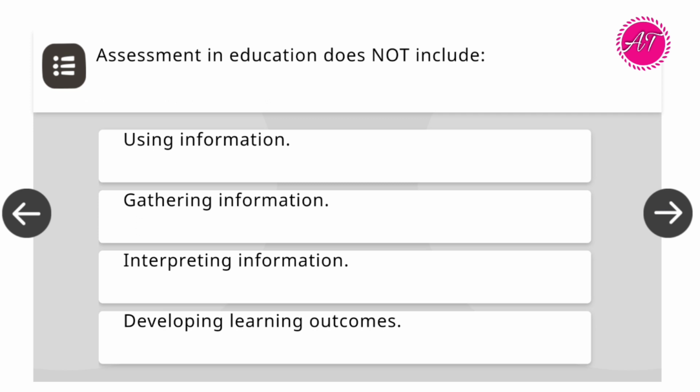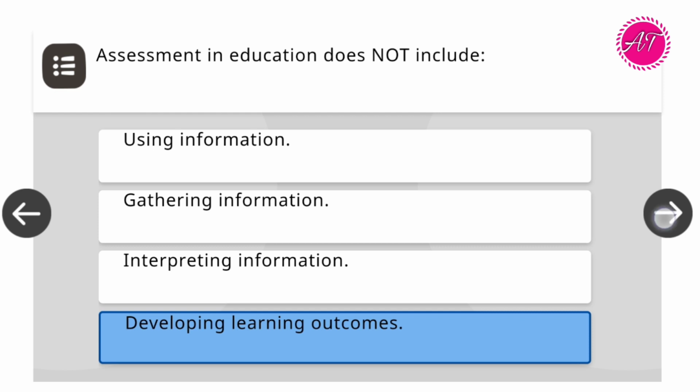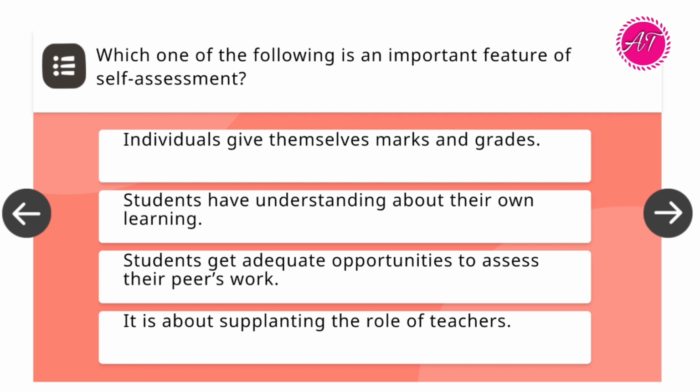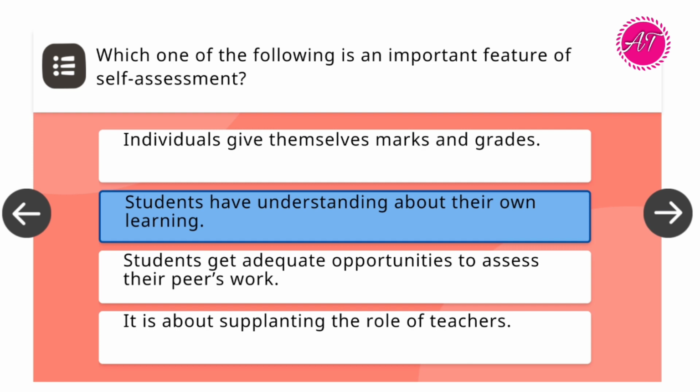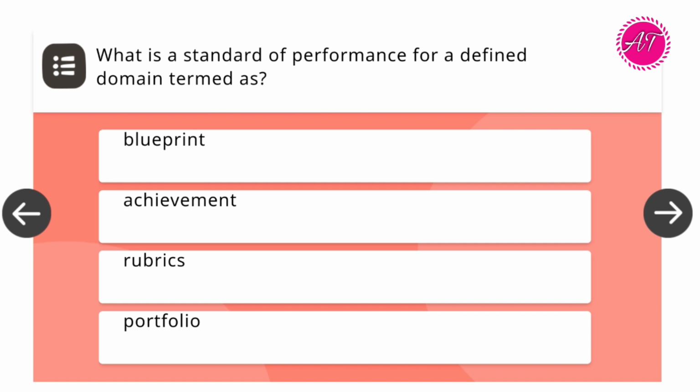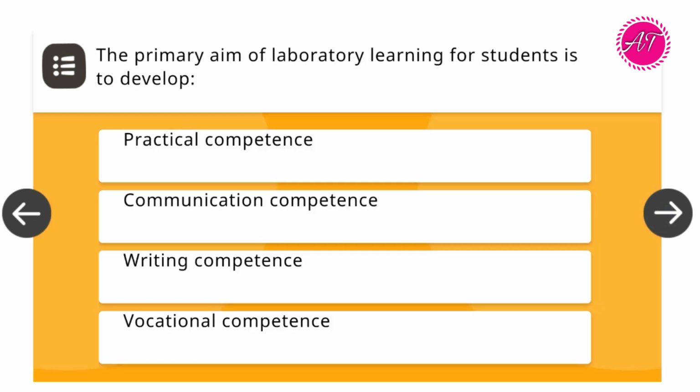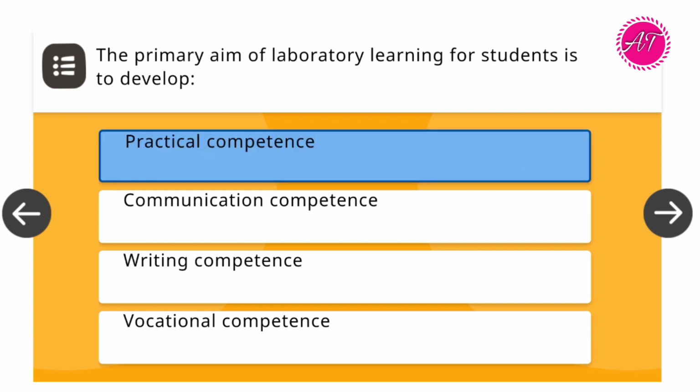Assessment in education does not include. So the answer we have here is developing learning outcomes. Next question, which one of the following is an important feature of self-assessment? So the answer we have here is students have understanding about their own learning, that is number 2. Next question we have on our screen is, what is a standard of performance for a defined domain termed as? So the answer we have here is rubrics, number 3. Next one, the primary aim of laboratory learning for student is to develop. So the answer we have here is number 1 option, that is practical competence.